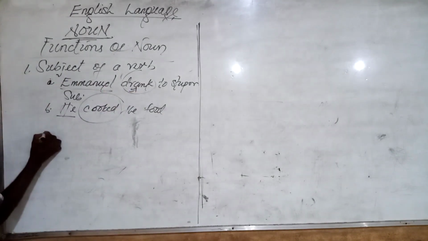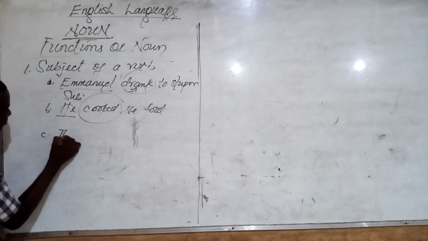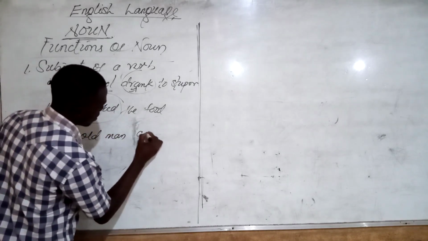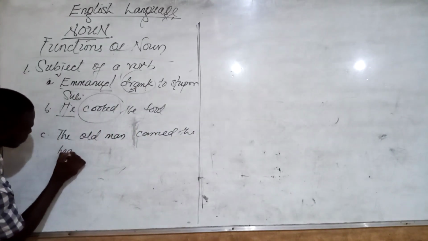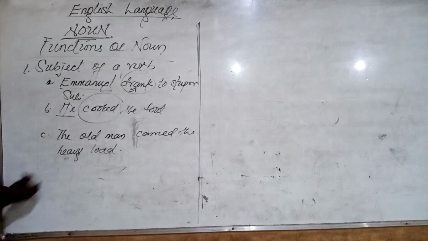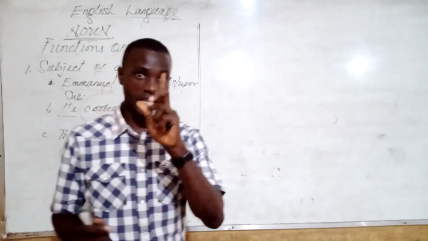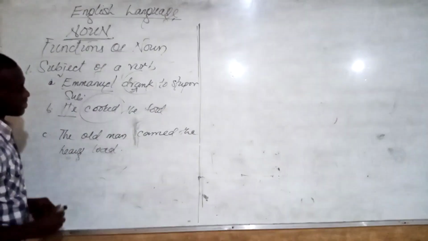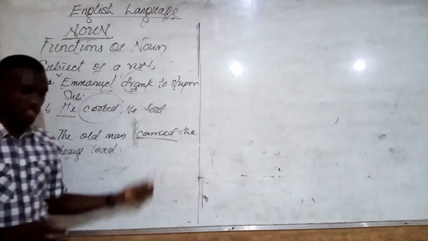Another example is: the old man carried the heavy load. Now look at this sentence. The old man carried the heavy load. Let's identify the position of the verb first. That's what I said: identify the position of the verb first, and then we know what the subject is. The verb here is carried.